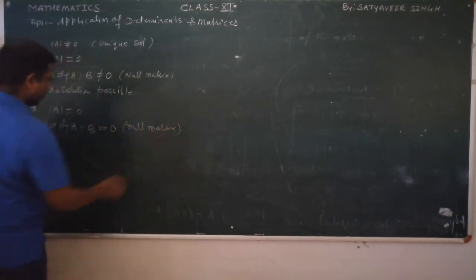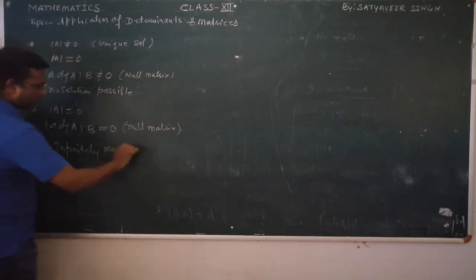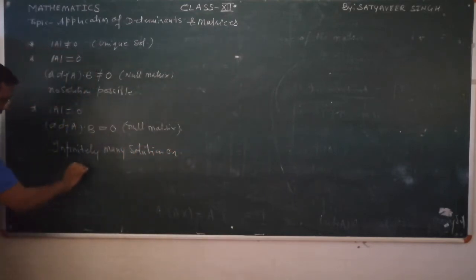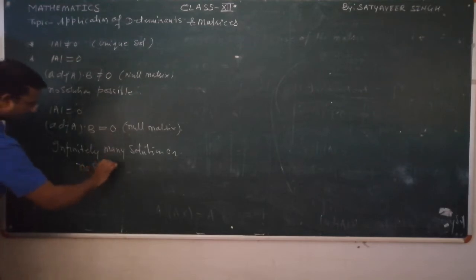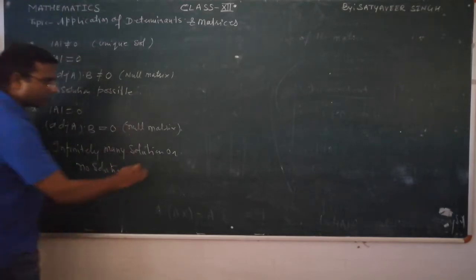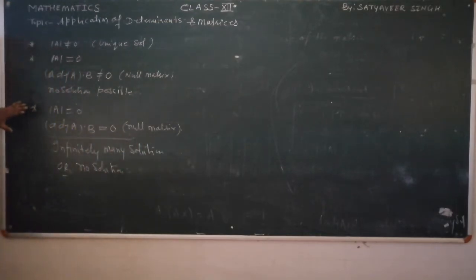Then here we have infinitely many solutions or no solution. So student, here either you will get infinitely many solutions, or no solution is also possible, if this is the condition existing here. So these are the three conditions you will have to check.